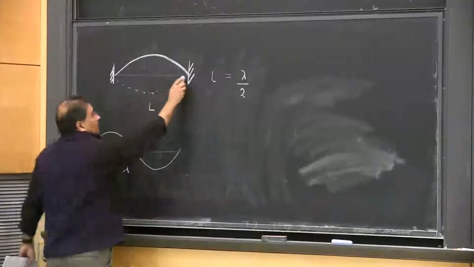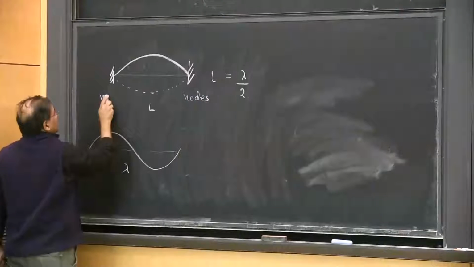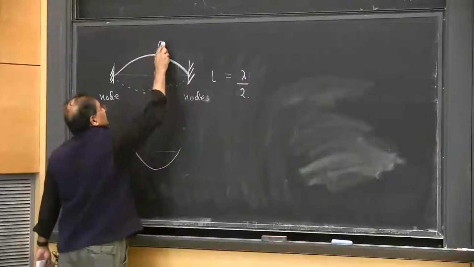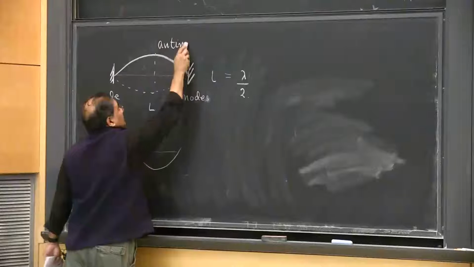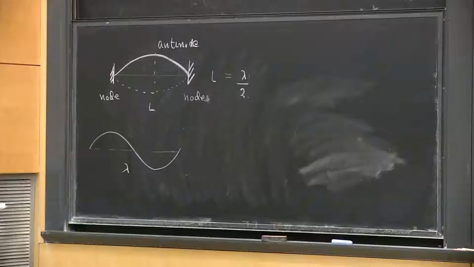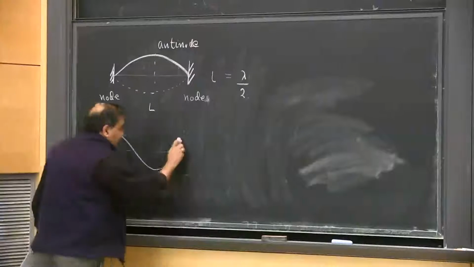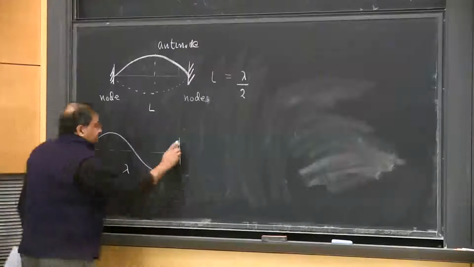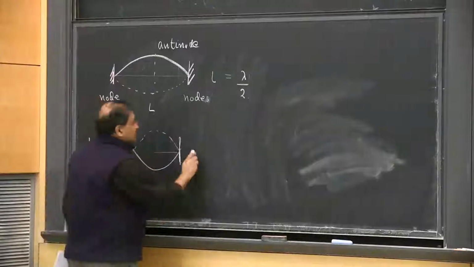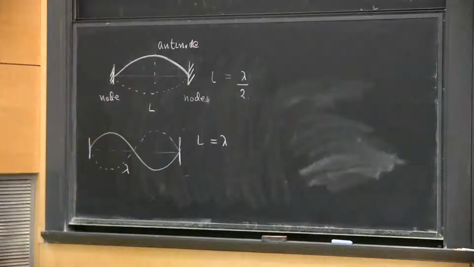These two points where the vibration is 0 are called nodes. That's a node and that's a node. And this point where the vibration is maximum is called an anti-node. Okay? So you can have a vibration like this. Alternately, you can also have a vibration like this. And as you can see here, L would be equal to lambda. Okay, L would be equal to lambda.